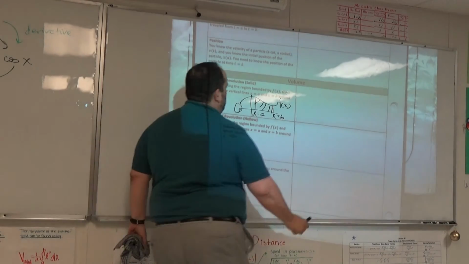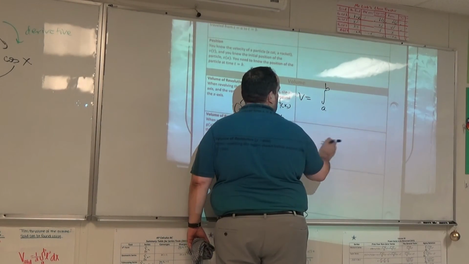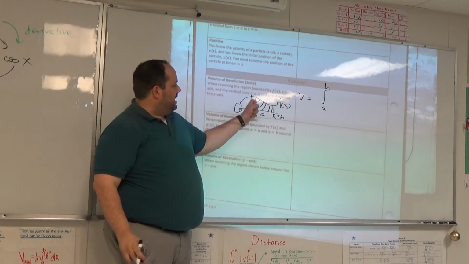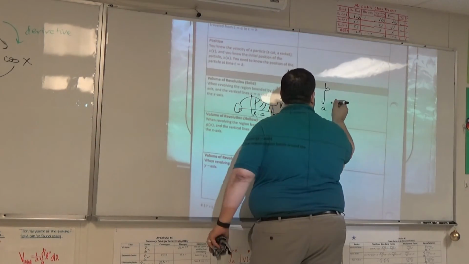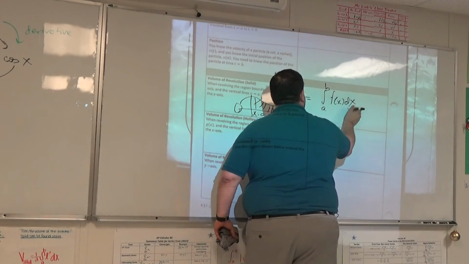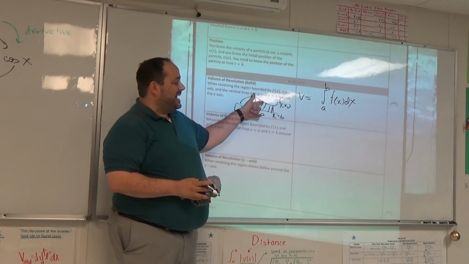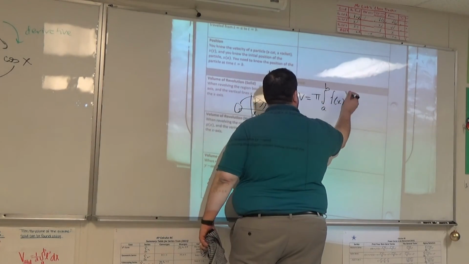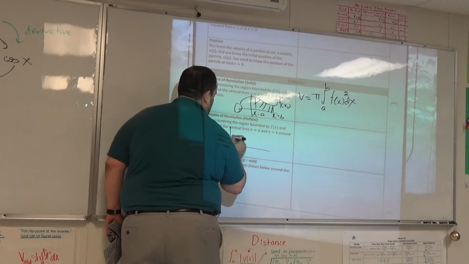Jose, what's the volume? Definite integral from a to b. Wait, one more time? f of x is the name of the function. f of x dx, I do not agree. Volume. Imagine this guy spinning. You need pi. Okay, and this guy here, just real quick so you can get it down, you'll thank me eventually.